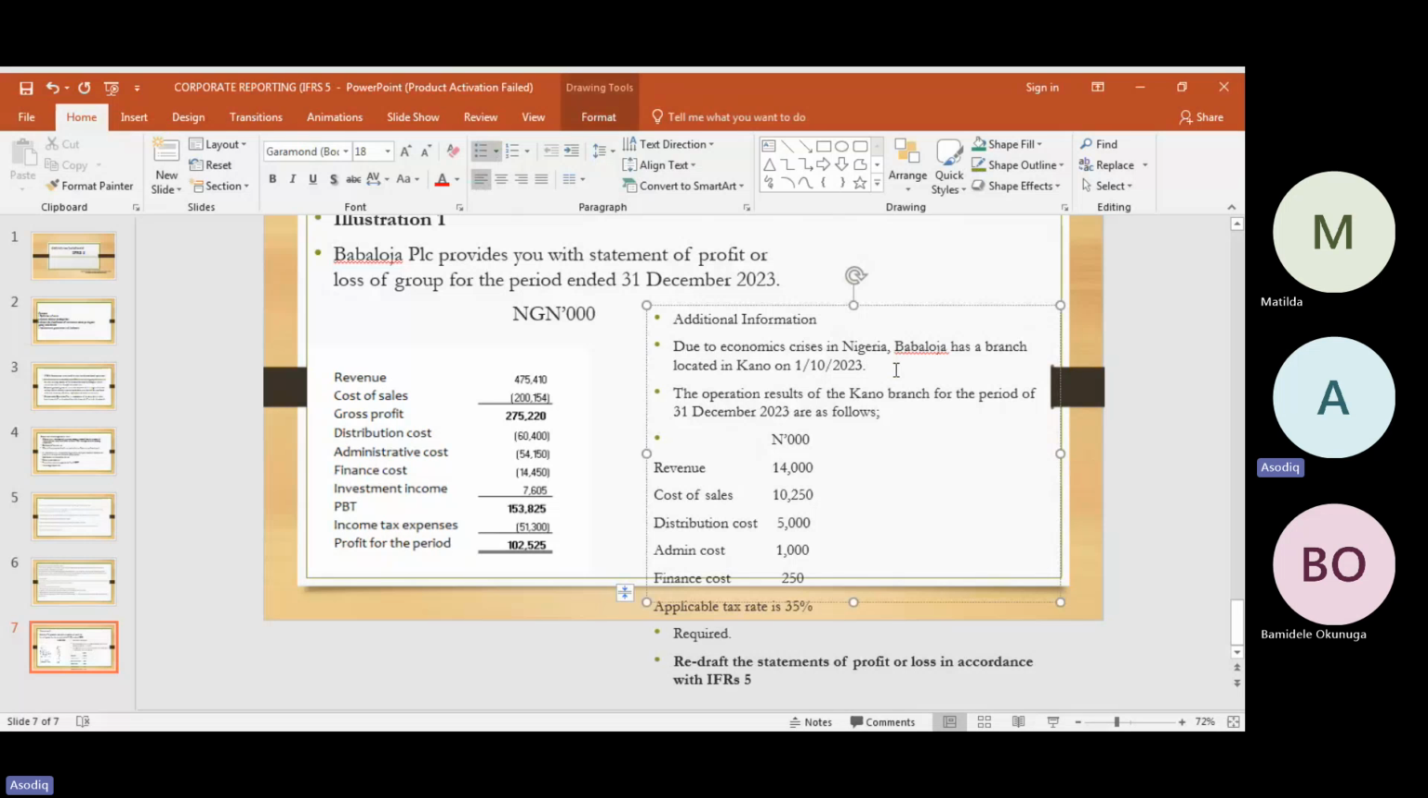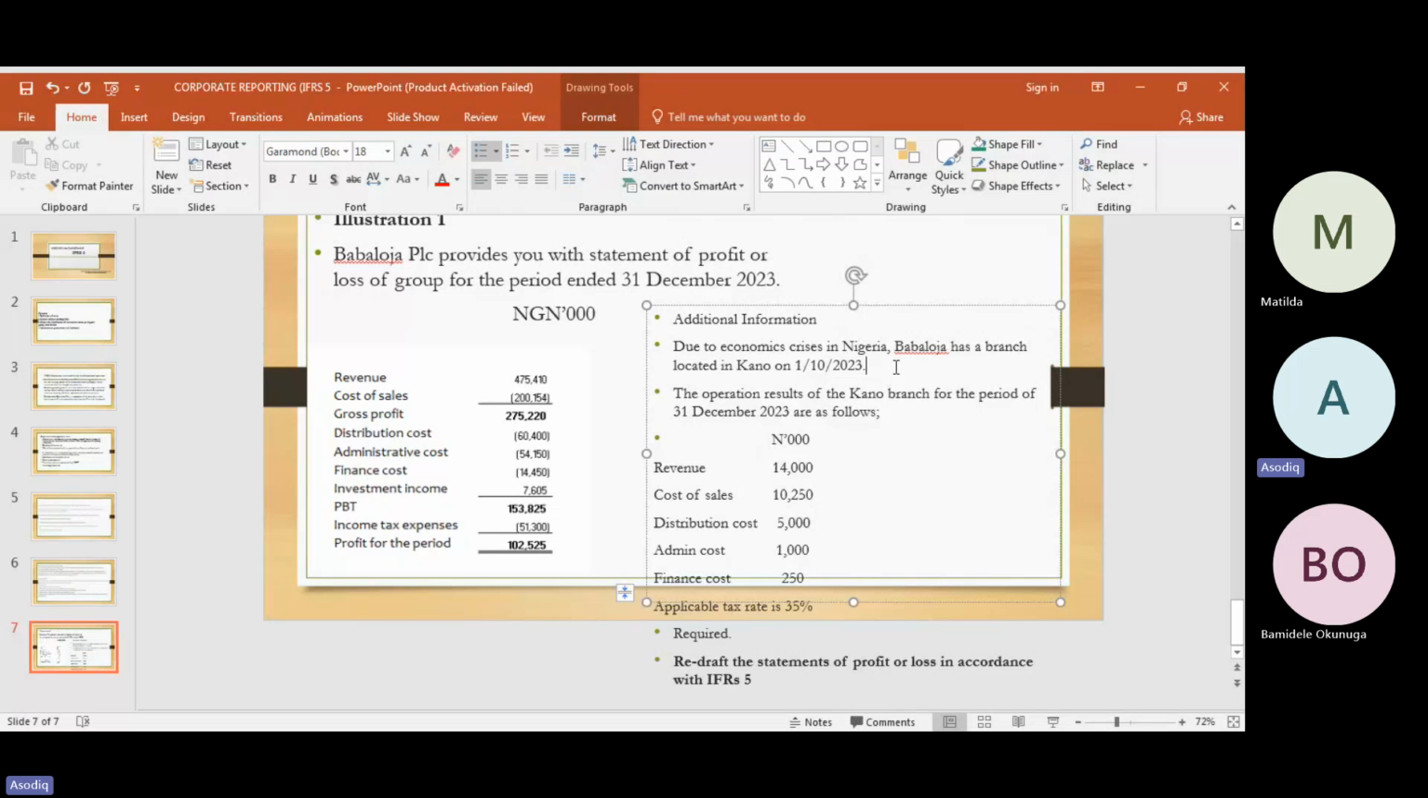said due to the economic crisis in Nigeria, Babaloja has a branch located in Kano. They gave us the date. They now, in another additional information, tell us that as at 31st December 2023, the company, Babaloja PLC, did not have... The examiner doesn't come out straight. They are going to tell you that, okay, you don't have an active buyer, or maybe the person who has agreed to buy that particular branch is not available. I guess that means it is giving you a hint that the criteria is not met.